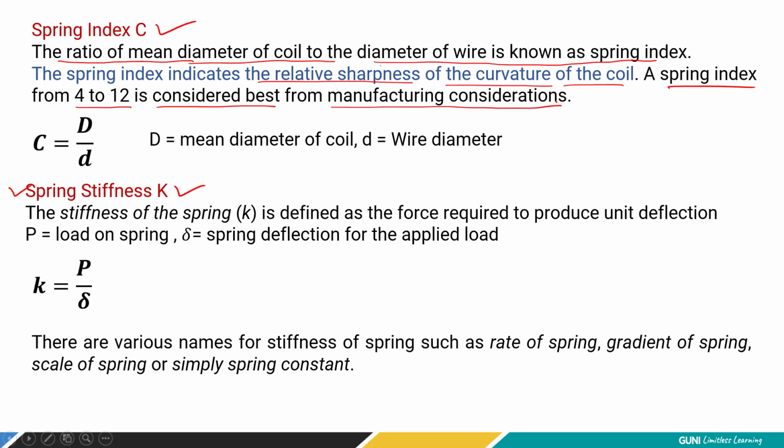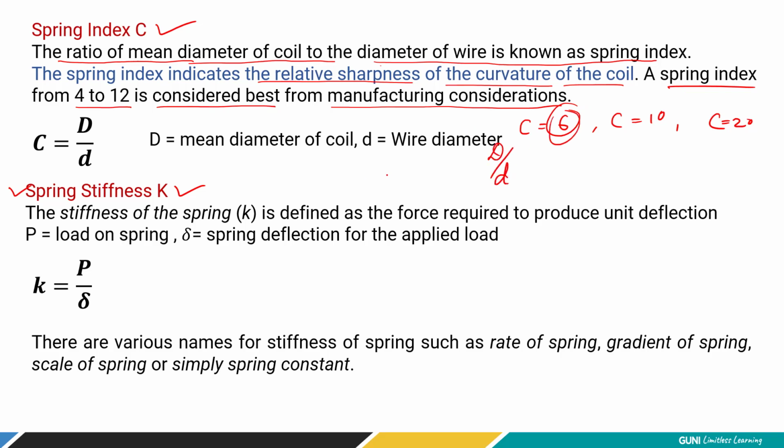Now, what exactly is this? Let me explain by example. Let's say C is equal to 6. Let's say C is equal to 10. Let's say C is equal to 20. What does it mean? It is a ratio of mean diameter to the wire diameter.